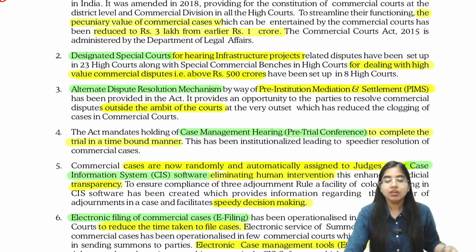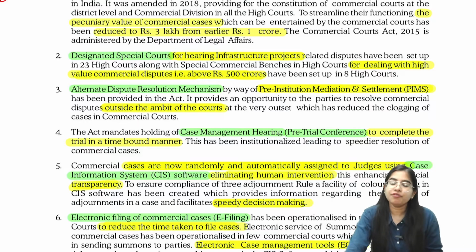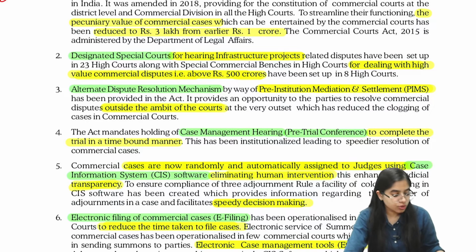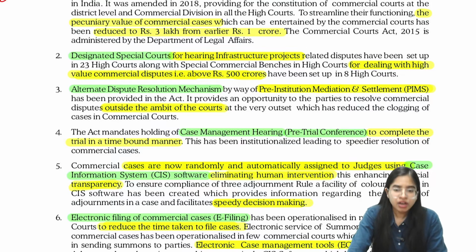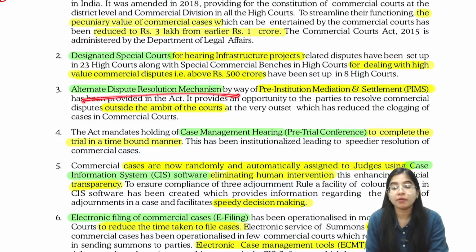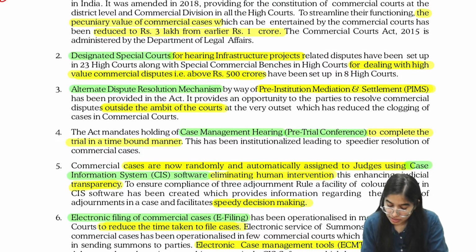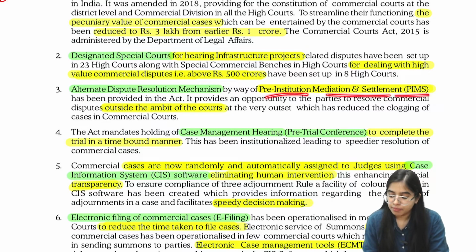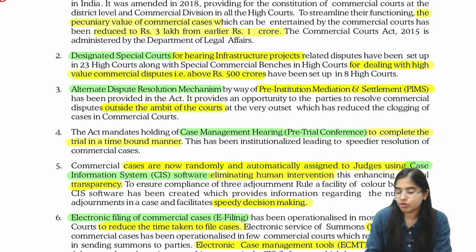And in India, there are a lot of disputes relating to commercial matters, so if you go to court, it will take unnecessary time. Your case will be disposed of after 4 to 5 years, right? So you should adopt the ADR, alternate dispute resolution mechanism, by way of PIMS. What is alternate dispute resolution?